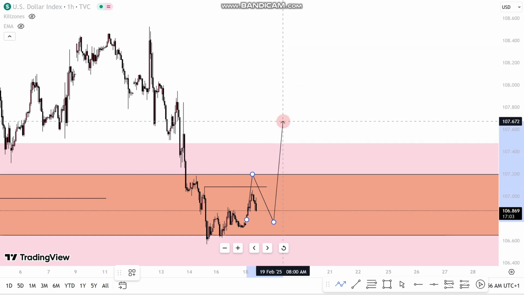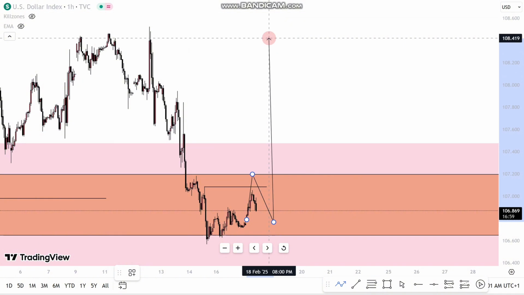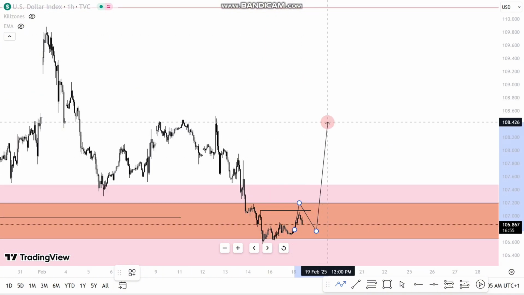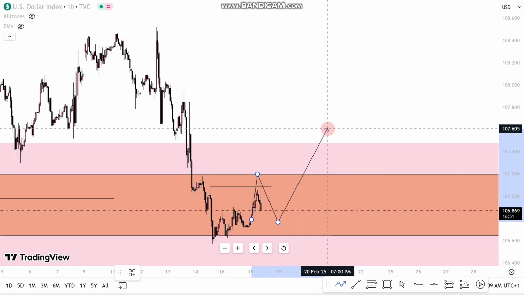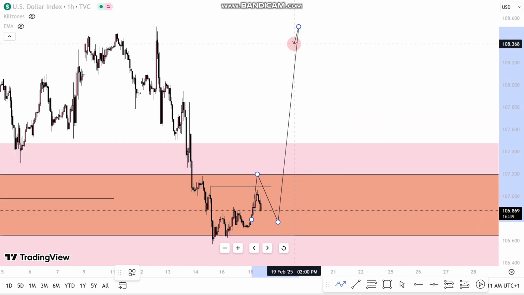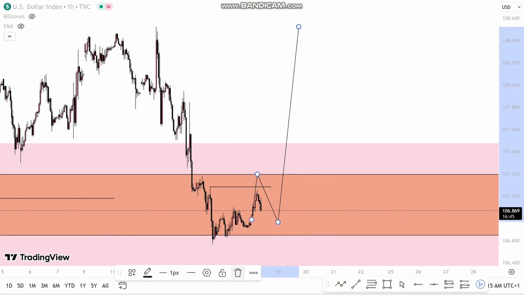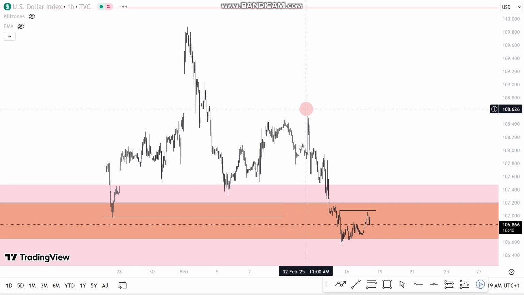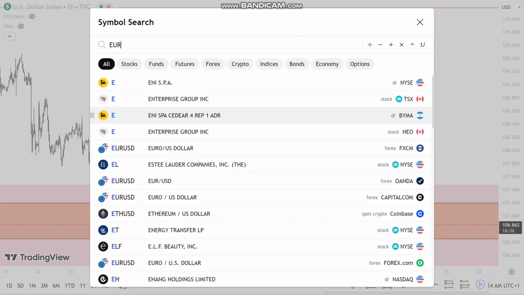Okay, and if you are going to look to buy into these highs, which stored a lot of liquidity here, that means we are going to be looking to sell what? The Euro USD and the GBP USD. It's just very simple. So let's watch for this week. Let's see what price can actually do. So let's go to the Euro USD and see what we have there.